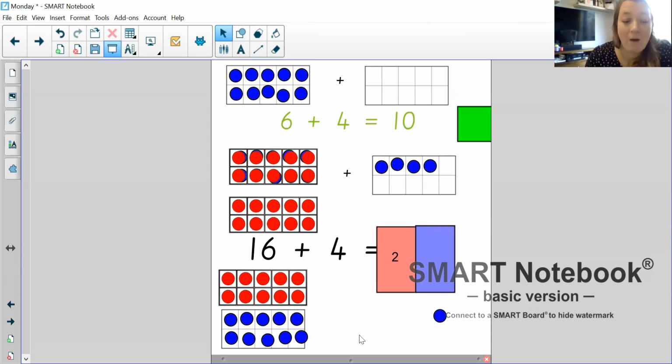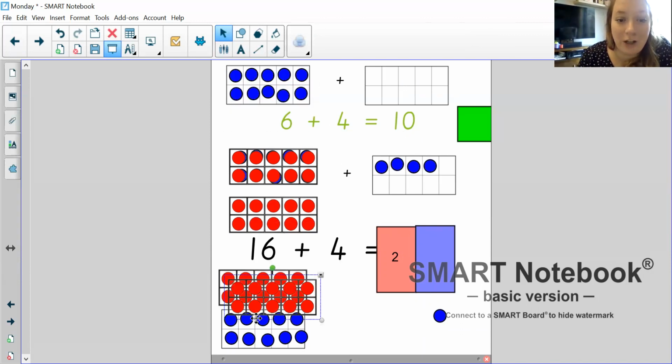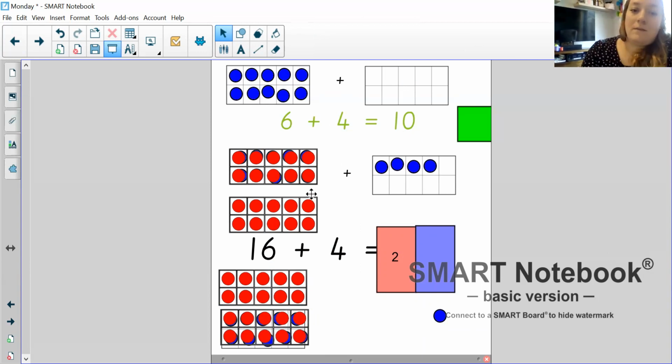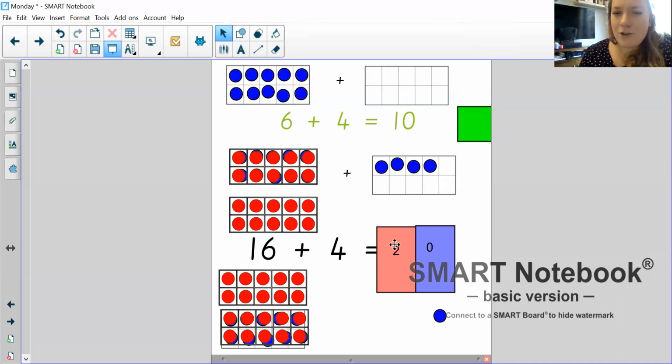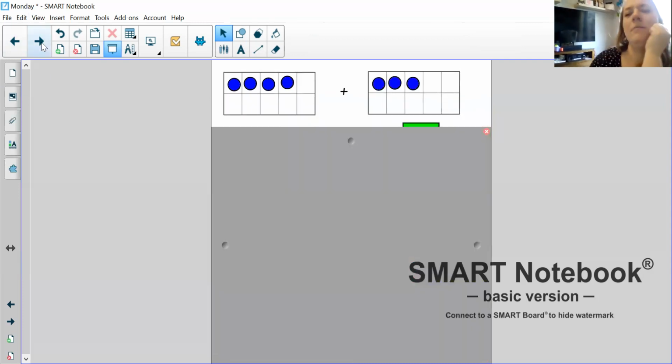Okay, so now I'm going to change it into a full 10. Right, I have 2 tens and I have no ones, so I'm going to put a 0 in here. Let's move those. 2 tens and no ones. What number is that? That's right, it's 20. 16 add 4 equals 20. Well done.